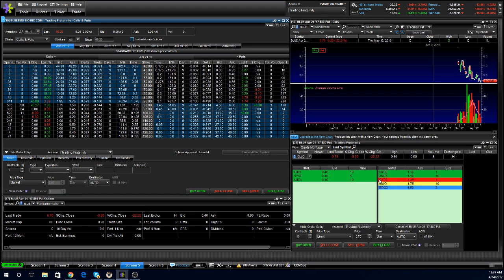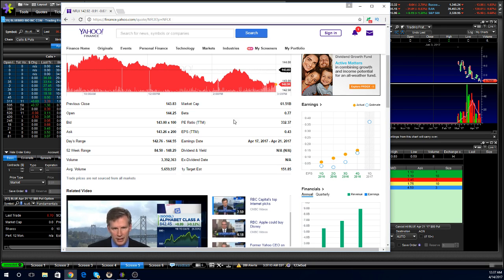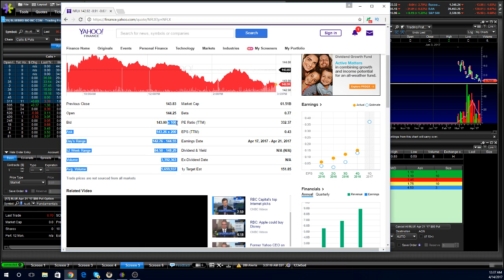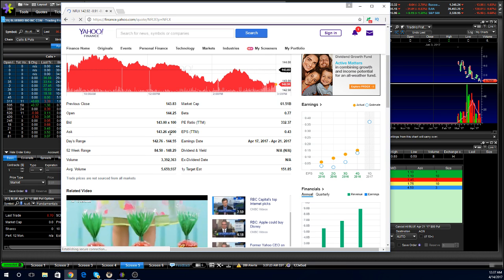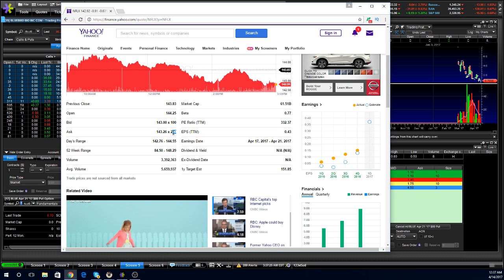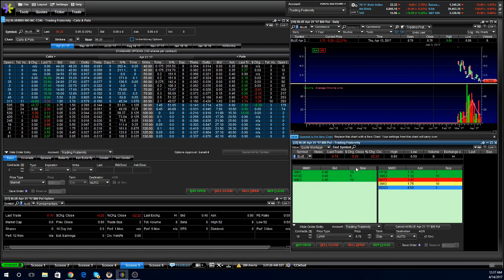But this would be a level 1 quote, just seeing the lowest offer to sell and the highest offer to buy. Another thing too, when it says times 100, this is showing you the size. So this means on the bid, someone's willing to buy 100 shares at $143. Somebody's willing to sell 200 shares at $143.26. That's a level 1 quote. This right here is a level 2 quote.